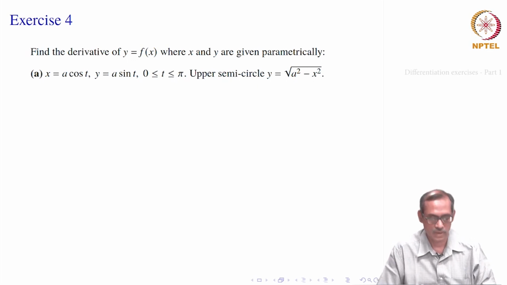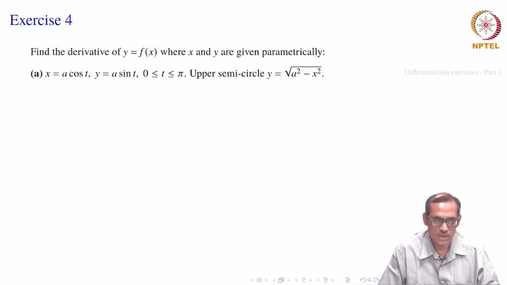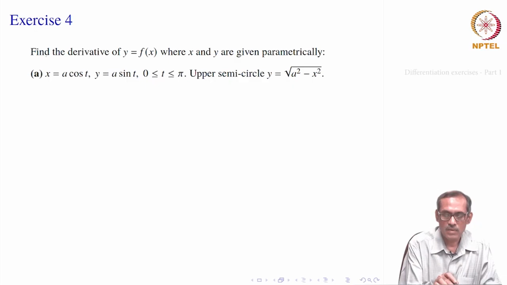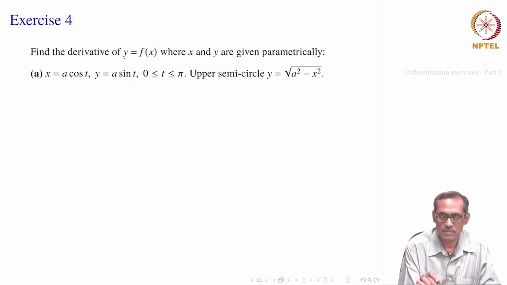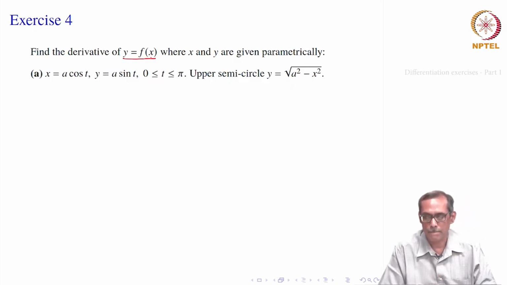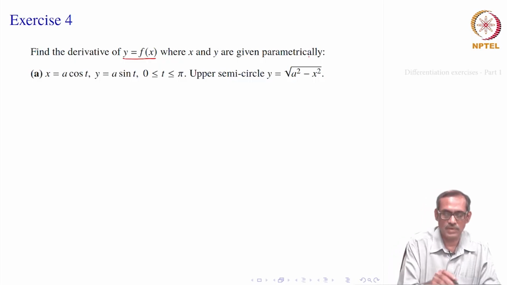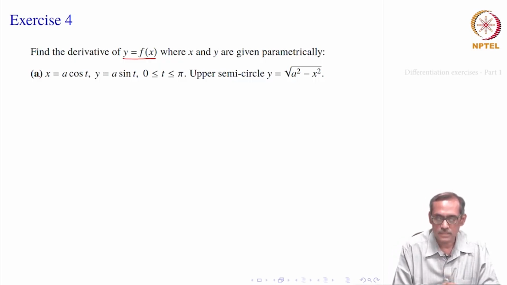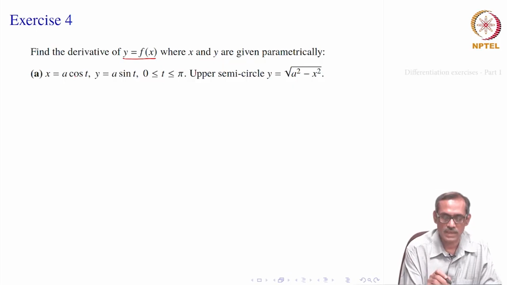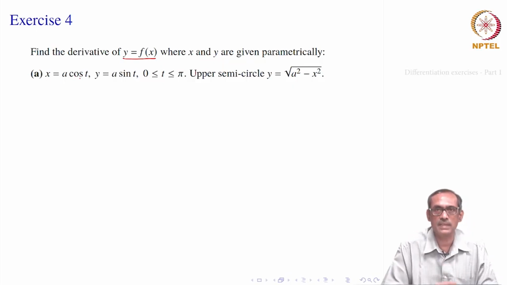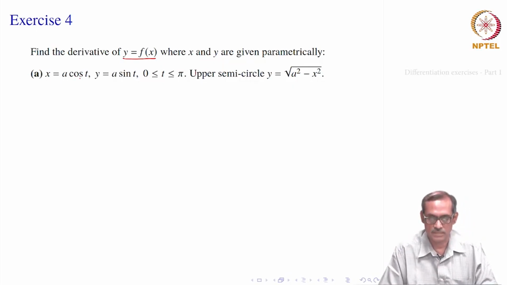Now, we go to the next problem. So, this is the fourth one. We are required to find the derivative of the function y equal to f of x, where f of x is not given as an explicit expression, but x and y are given parametrically. So, there are some problems under this. We take the first problem, which is A. The parametric equation for x and y is given as x equal to a cosine t, y equal to a sin t for t varying between 0 to pi.